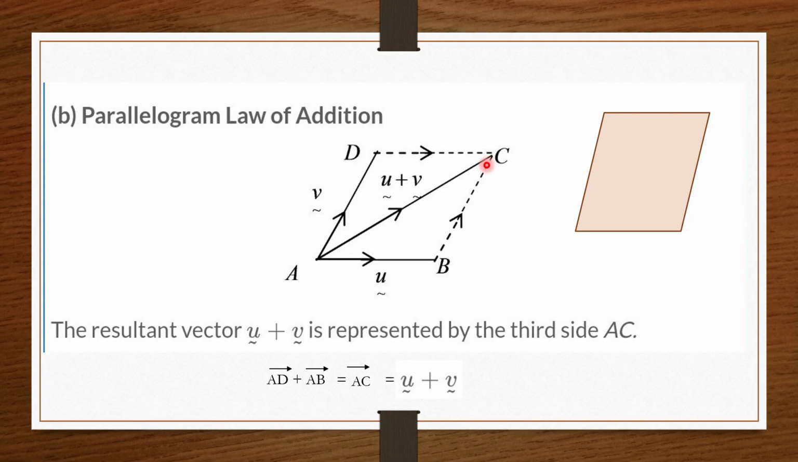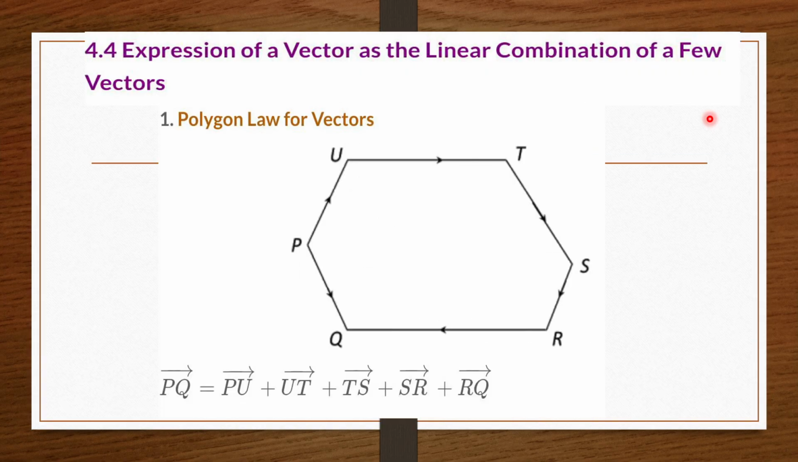Let's look at another example. If you are given a parallelogram PQRS, for example, when vector QP is added up with QR, the resultant vector will be QS. The diagonal is the resultant vector if you are given a parallelogram. Expression of a vector is the linear combination of a few vectors.